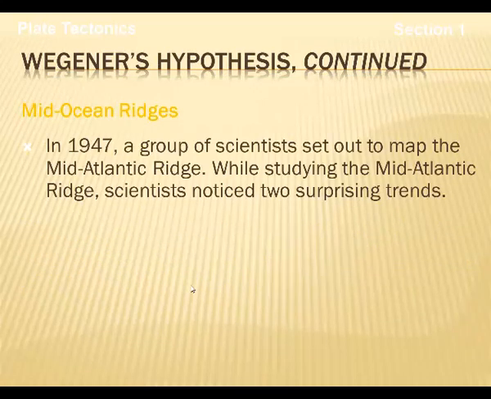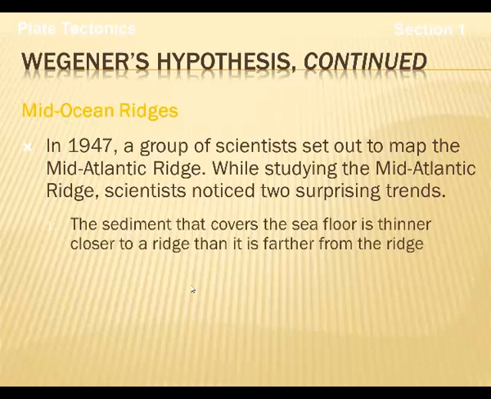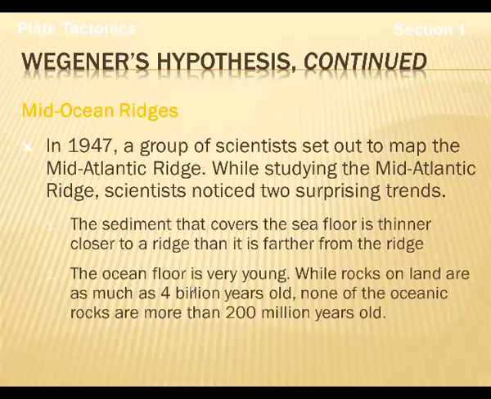In 1947, scientists set out to map the mid-ocean ridges. And while they were studying this mid-ocean ridge, specifically the mid-Atlantic ridge, they noticed 2 surprising trends. The first one is that the sediment that covers the seafloor is thinner the closer to the ridge that you are. As you move farther away from the ridge, the ocean floor gets thicker.